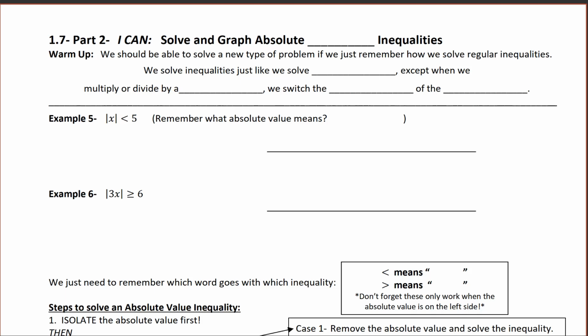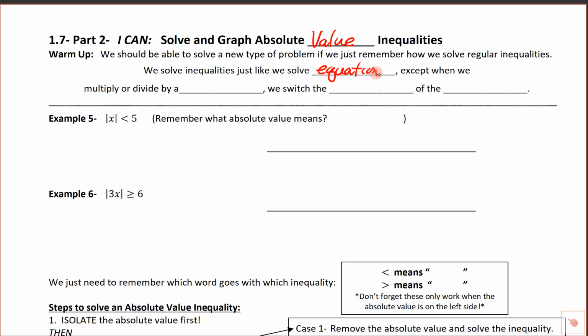All right, last topic in this unit, 1.7 part 2, I can solve and graph absolute value inequalities. So when we were working on this previously, we were solving absolute value equations. Now we're going to be solving absolute value inequalities. Now this should be no problem at all as long as we remember how we solve inequalities. If you've been listening to me or heard me teach before, you've probably heard this: we solve inequalities just like we solve equations.